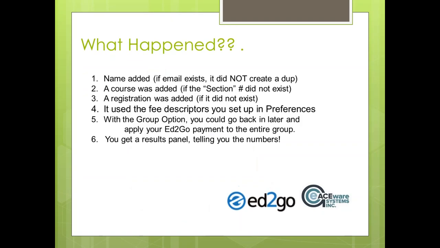This follows some of the questions that are popping up here. Number one, the email address of the student is the unique identifier for Ed2Go registration. So if you've got a student who is enrolled in two Ed2Go courses, whether it's the same term or even if that student was an existing student in your manager database, it will not create a duplicate name record. It will add the registration to the existing record.